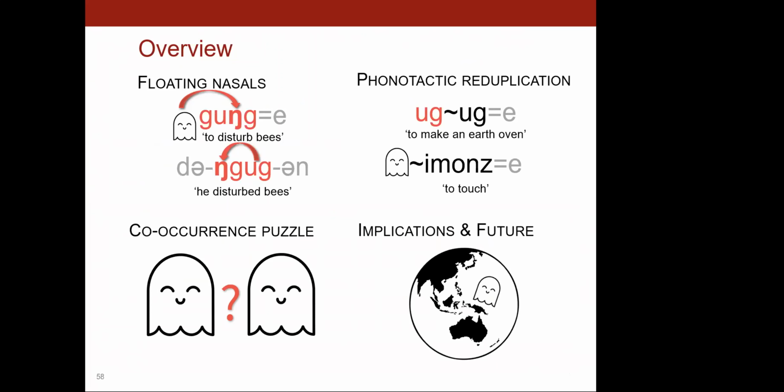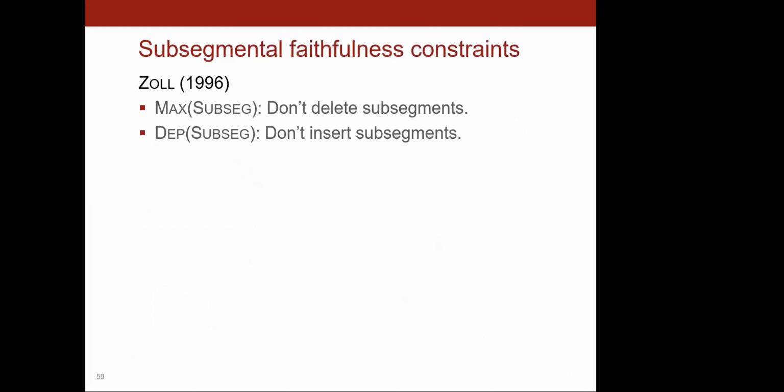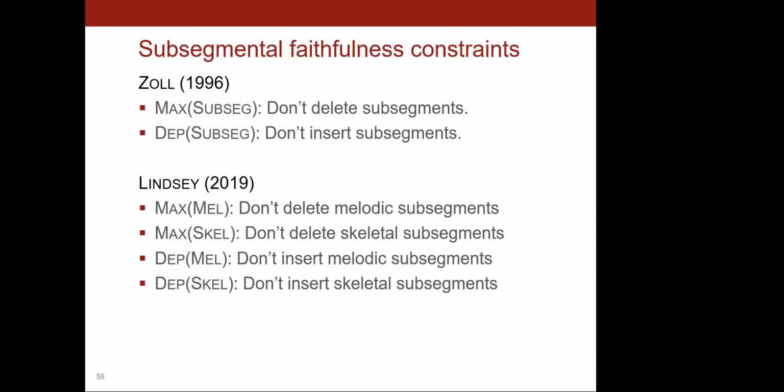So my proposal for the use of these new constraints has implications for all languages that have ghost element patterns. If I say they're sensitive in Ende, they're sensitive in all languages. So Zoll, in her dissertation, used these two faithfulness constraints, max subseg and depth subseg. I'm now proposing four faithfulness constraints: max melody and max skeleton, depth melody, and depth skeleton.